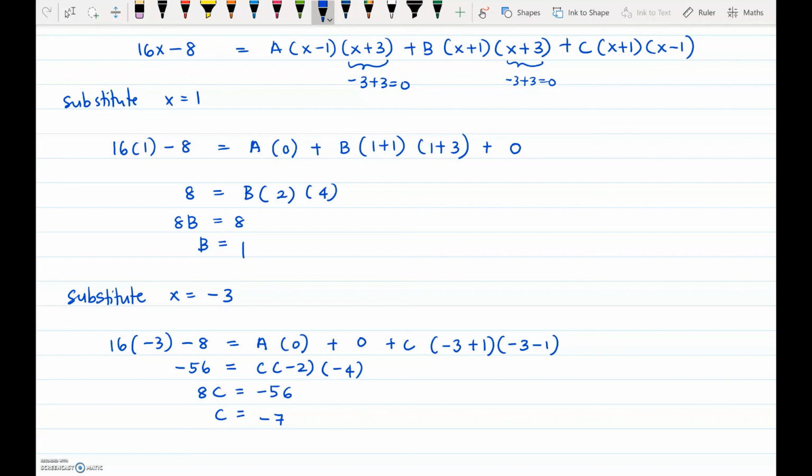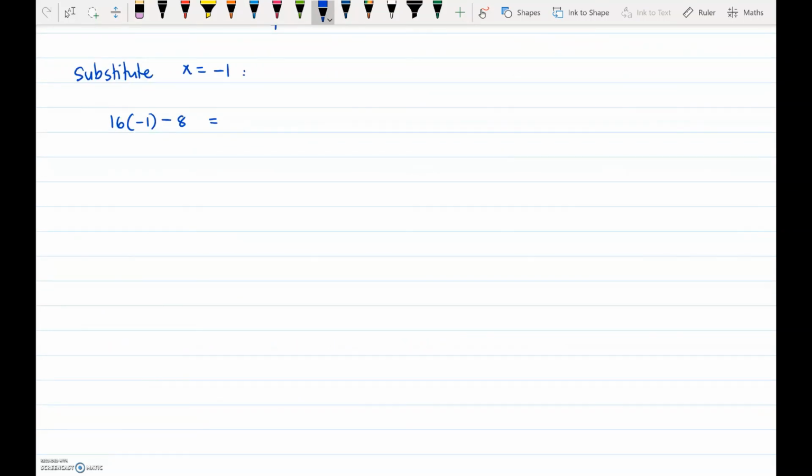We have the value of b and the value of c, and we want to find the value of a. So what is the other factor that we did not eliminate yet? It is x + 1 here. To eliminate x + 1, we will substitute x as -1, so -1 + 1 will be 0. When you substitute x as -1, you have 16 times -1 - 8, and then a times (-1 - 1)(-1 + 3), and the rest will be plus 0 and 0. Next we will simplify, and we will get the answer for a is 6.